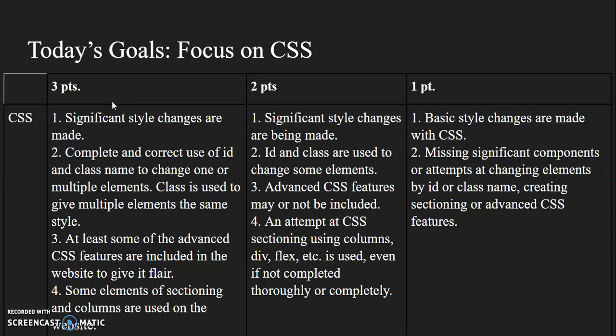This is what the rubric column for CSS looks like. It asks you to make significant style changes, correctly use class and ID names to change one or multiple elements of a page, to use some advanced CSS features, and to use some elements of sectioning and columns. We learned how to create columns and layouts on pages.